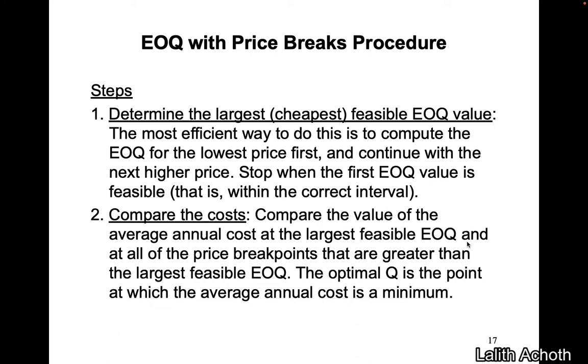Compare the value of the average cost of the largest feasible EOQ at all the price breakpoints. At all the breakpoints that are greater than the largest feasible EOQ, you must calculate it. The optimal Q is that point at which the average cost is minimum. You'll see this with an example.